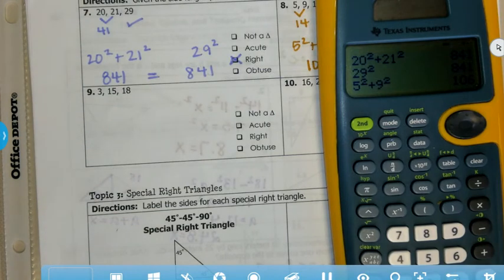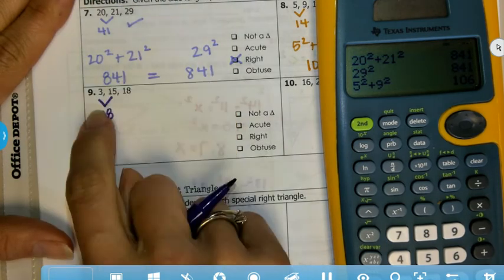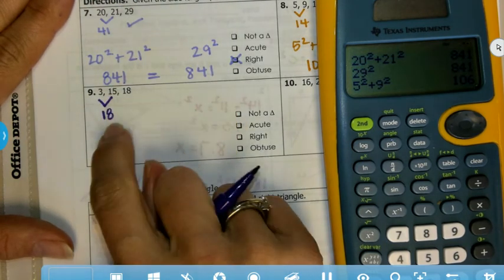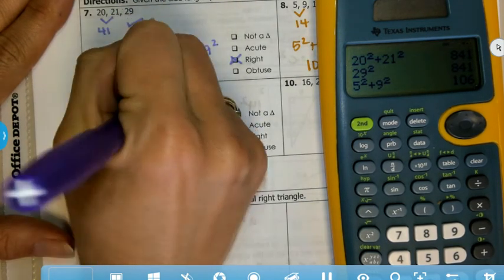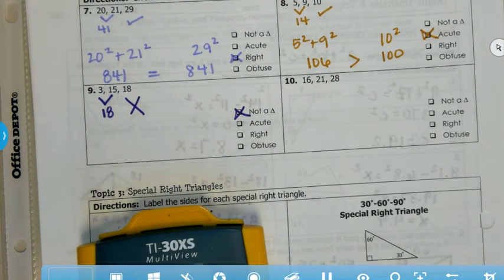All right, so hopefully the first thing that you did was you took 3 and 15, added them together and got 18. 18 is not bigger than 18. They are not allowed to be equal, so this cannot be a triangle. Not a triangle. All right, go ahead and try number 10.